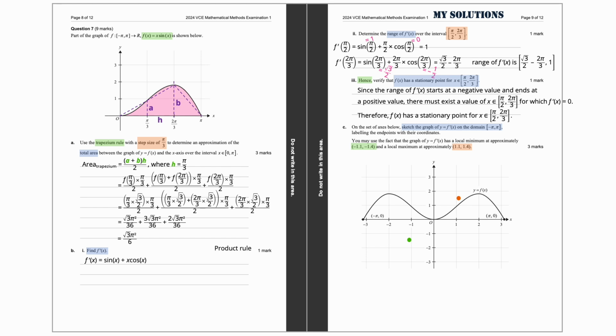And now we calculate the value of f dash of x at the 2 endpoints. So f dash of pi equals negative pi, and f dash of negative pi equals pi. We can now plot the function f dash of x.